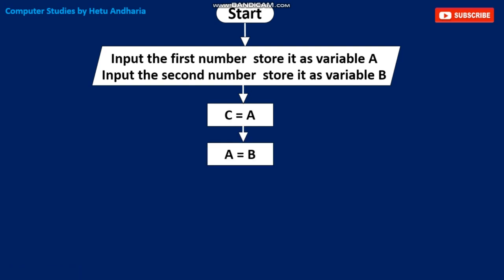Next step, another process. So process symbol. Now A is equal to B. What was lying in B? 5. So now what is the value of A after executing this process? 5. So already B's value is transferred to A. Now comes the transferring of value of A, which we have stored in C, that is 10. So how will we do? By the process symbol, B is equal to C. C was containing 10. So now the value of B has become 10 and the value of A has become 5. So like this way you can solve this problem.